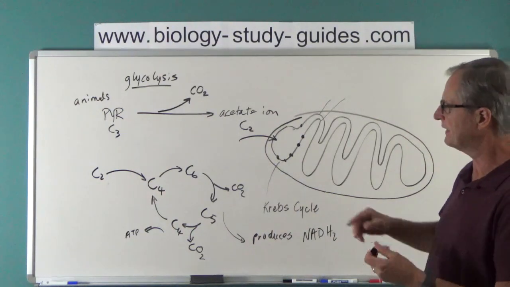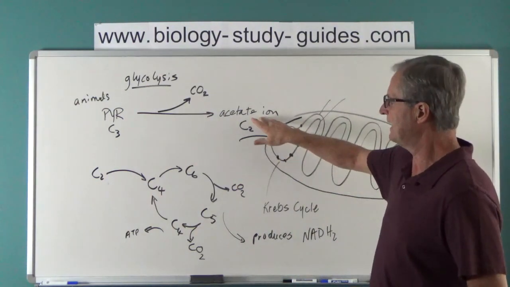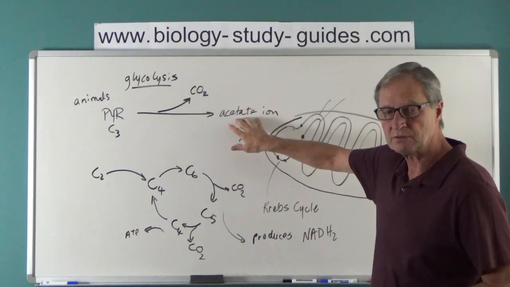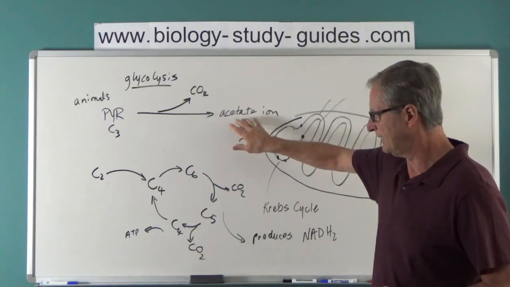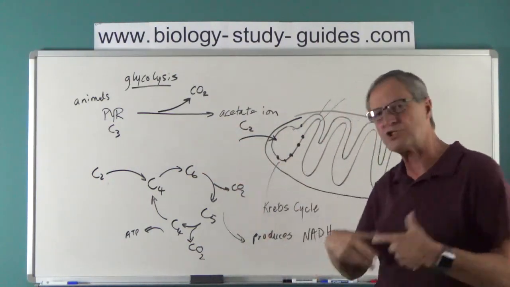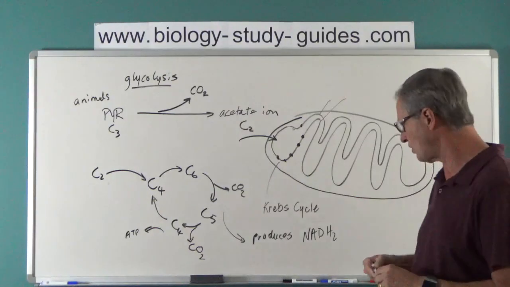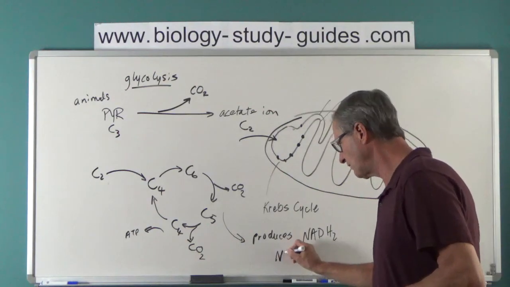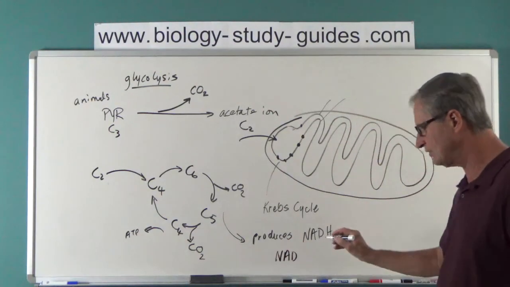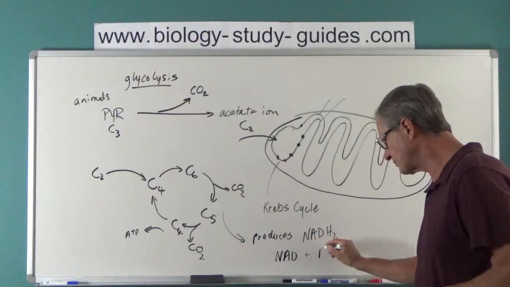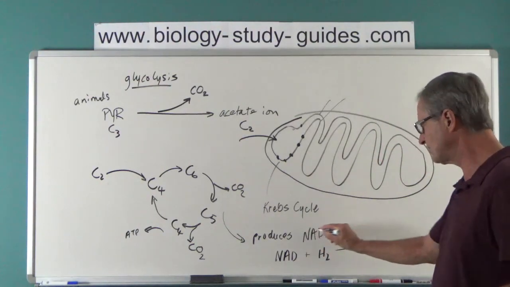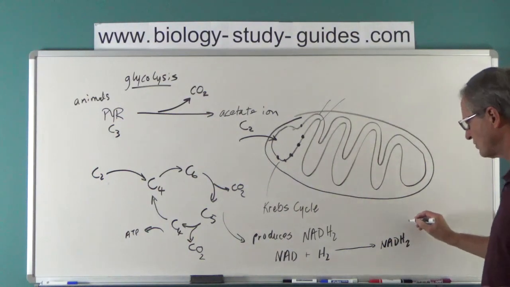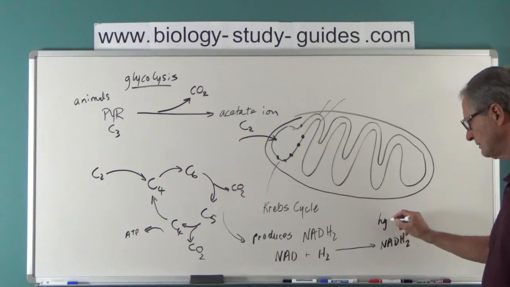Because if you think about it, the acetate ion is mostly carbon and hydrogen. It's got some oxygen on it. If we expel carbon dioxide, we still have to have some place for the hydrogen to go. And what happens here is NAD, and I introduced NAD in a previous video, that's that nicotinamide adenine dinucleotide. It actually picks up 2 hydrogen and it makes this, NADH2. NADH2 is known as a hydrogen carrier.